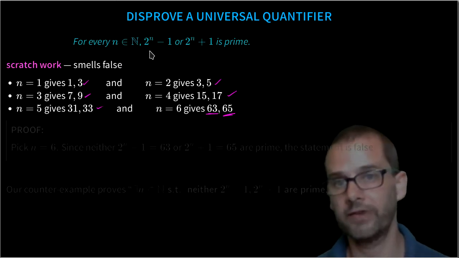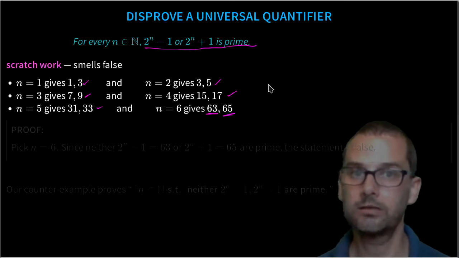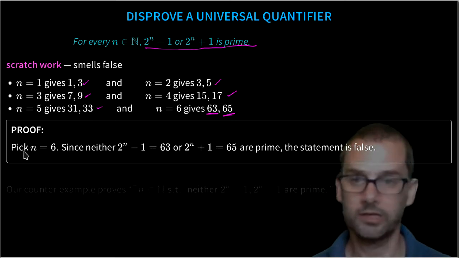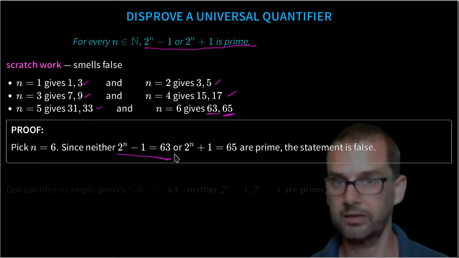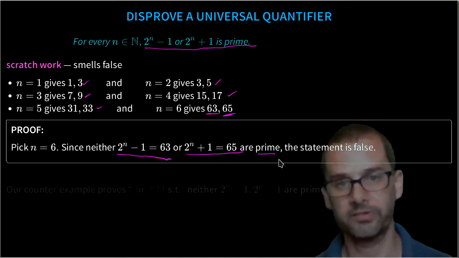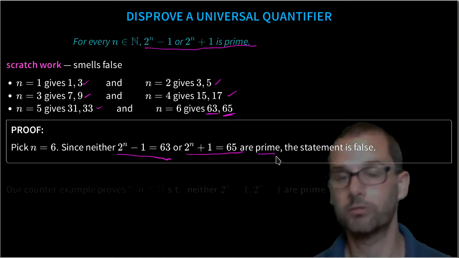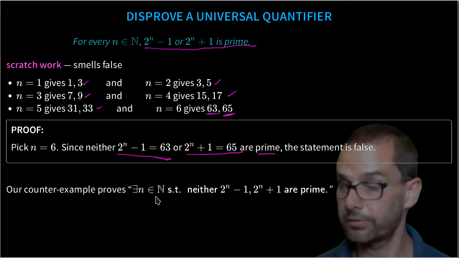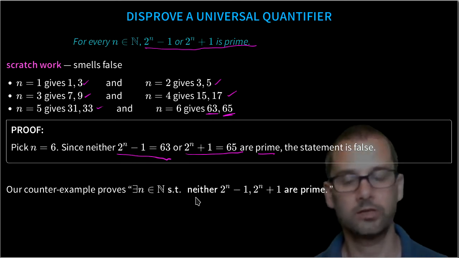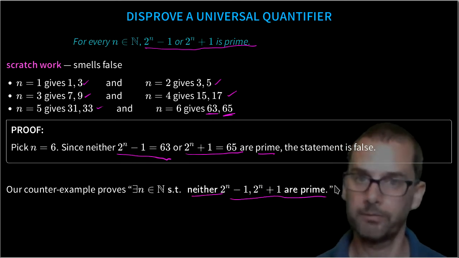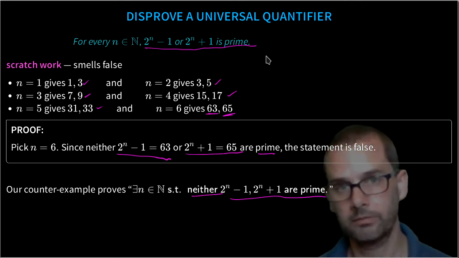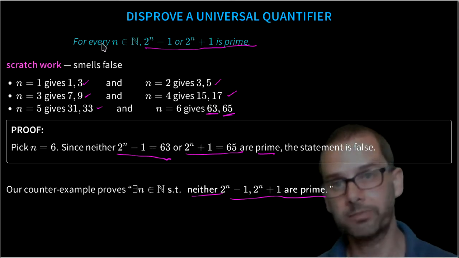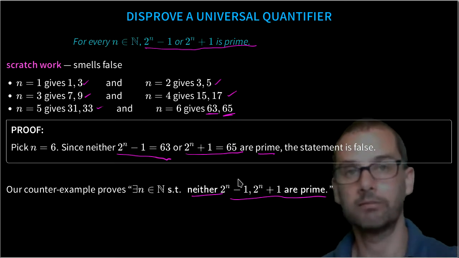So we've found a value of n for which this is false, and that's enough. Our proof can just say: pick n equals 6. Since neither 63 nor 65 is prime, the statement is false, because we've found a value of n that makes it false. This counterexample is really proving the statement "there exists n so that neither of these numbers is prime," which is just the negation of the original statement. When we negate "for all," we get "there exists." So to disprove a "for all," we just need an example that makes it false.